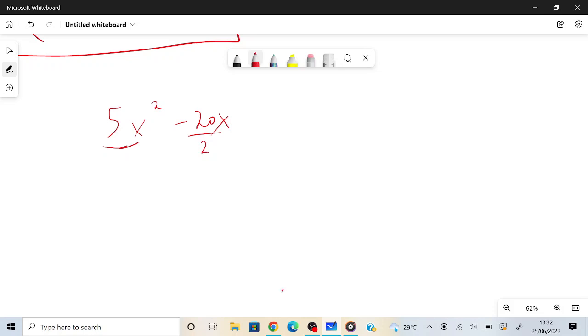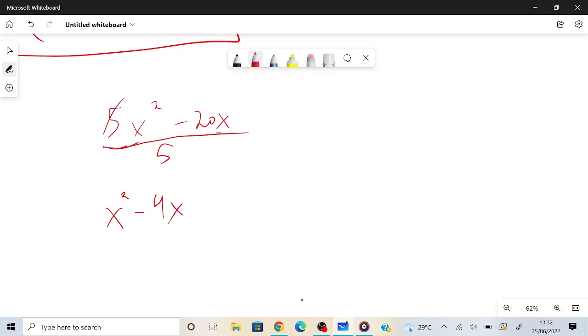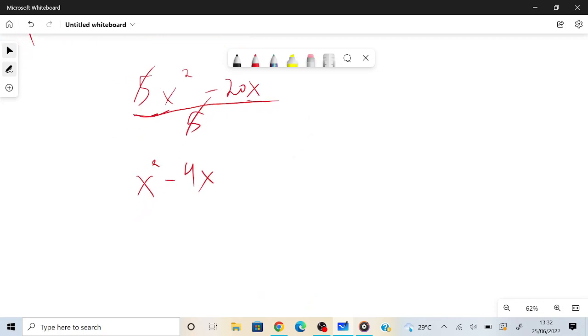So upon doing that, simply divide the whole expression by 5. This would simply become x squared minus 4x. 5 and 5 would cancel out, and minus 20 divided by 5 is simply minus 4. Now, all we can do is divide this by 2 and then do the completing the square routine. However, this time we need to make sure that the final answer you have is all multiplied by 5.